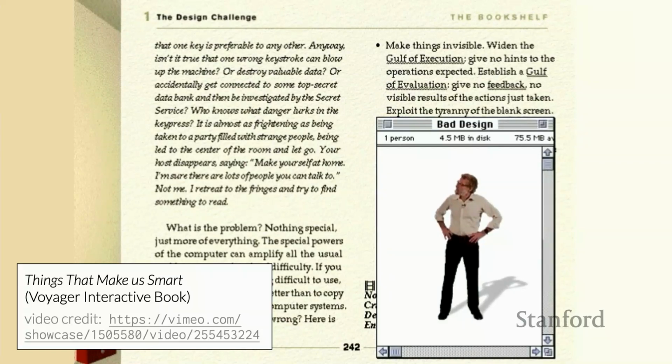That little tiny rectangle, the close box, you have to get the cursor exactly over it and click it in order to get rid of me.